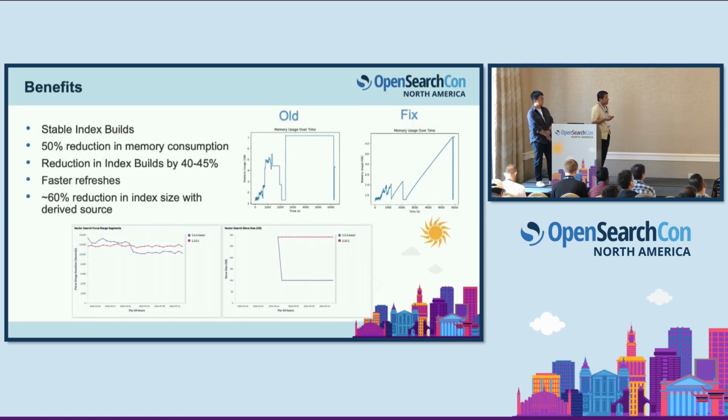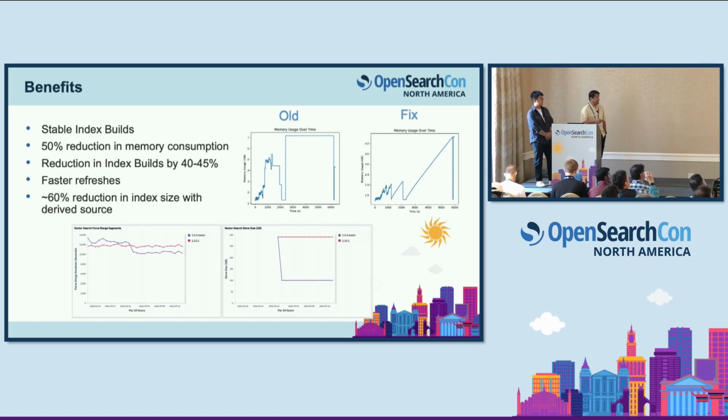Let's talk about some of the benefits that we got with this. The first benefit, with the streaming vectors change and iterative graph builds, was that we were able to see more stable index builds. If you look at the left-hand side, which is the old version, I'm not sure if you can read it, it was around 7 GB of memory that we were consuming during index builds, and once we applied the fix, the memory just dropped to 4.5 or 4 GB.